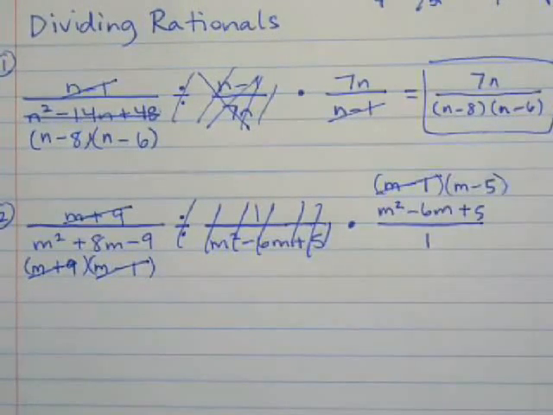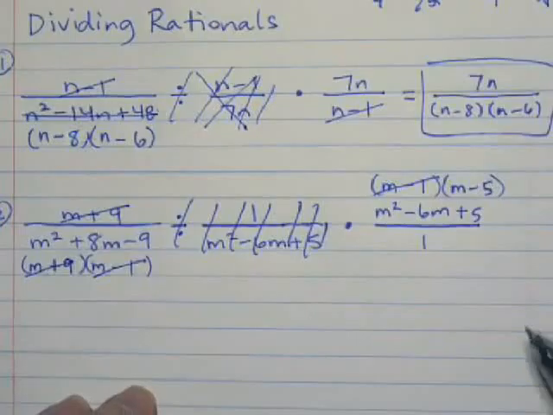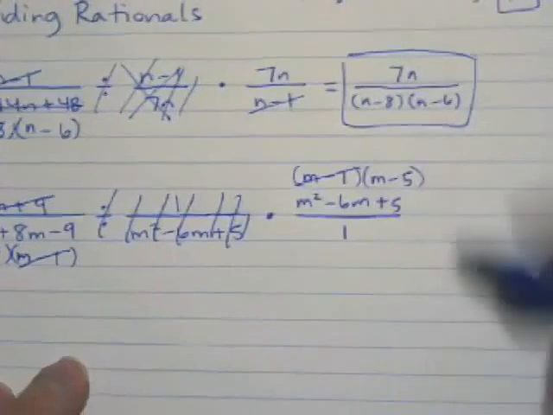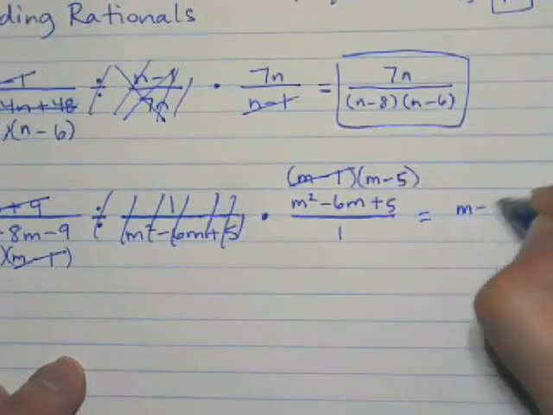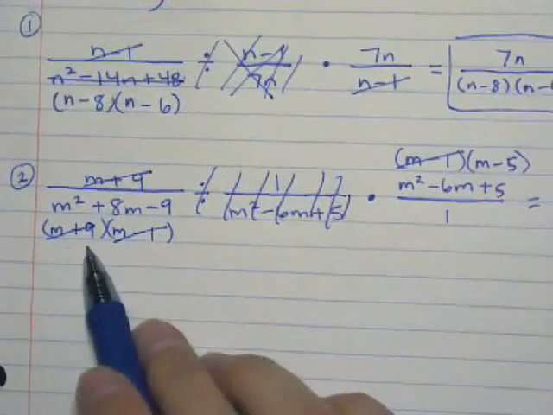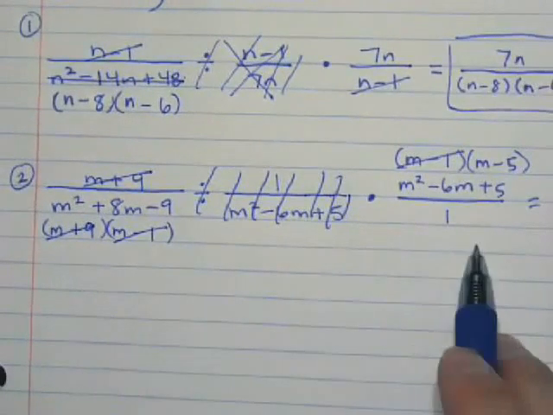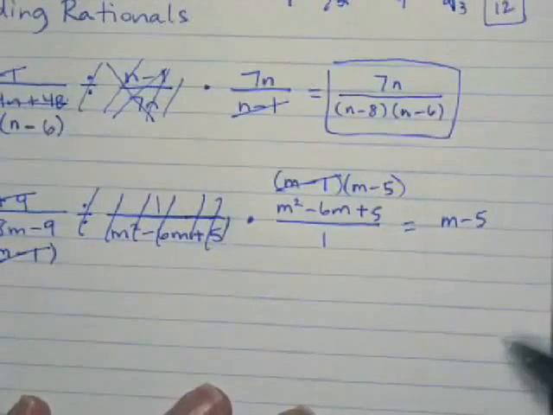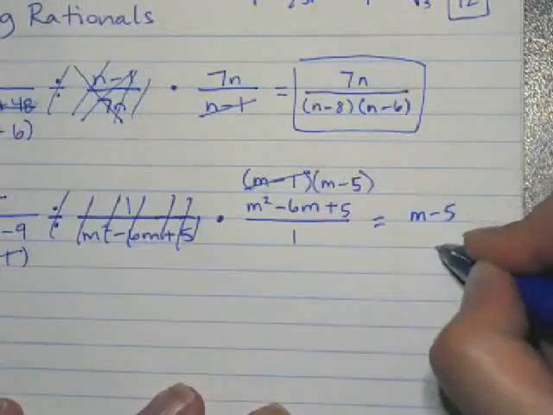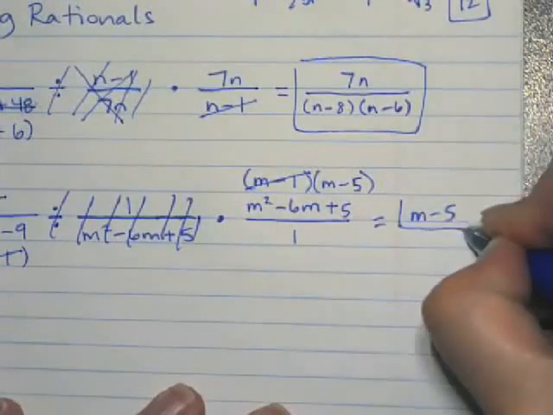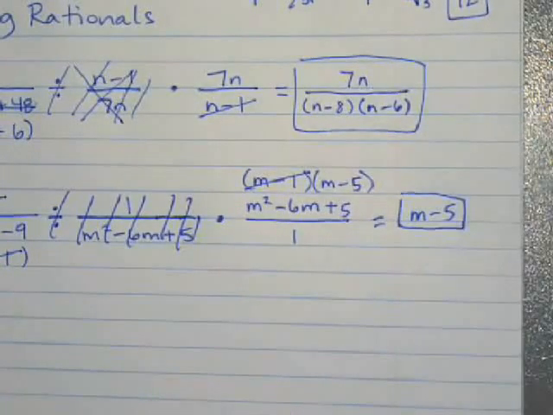Okay, so now I look at everything that's left on the top and the bottom. I see on the top I have m minus 5. Okay, and on the bottom I've crossed out almost everything. All I have left on the bottom is a 1. And so technically we could put this over 1. But if it was a multiple choice answer, we would leave it just like this, m minus 5 as the final answer. Okay, if you want to put m minus 5 over 1, that's totally okay.